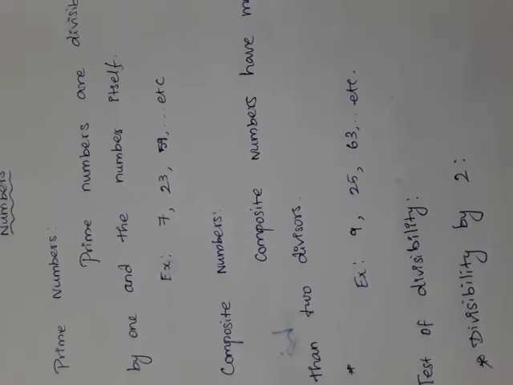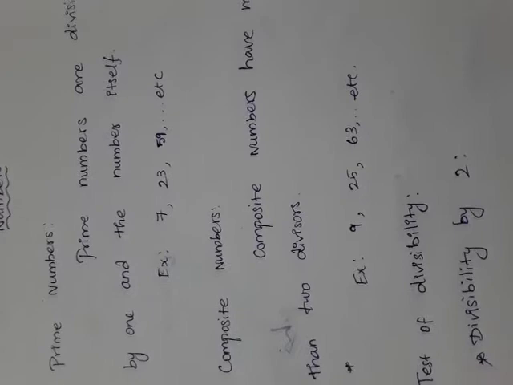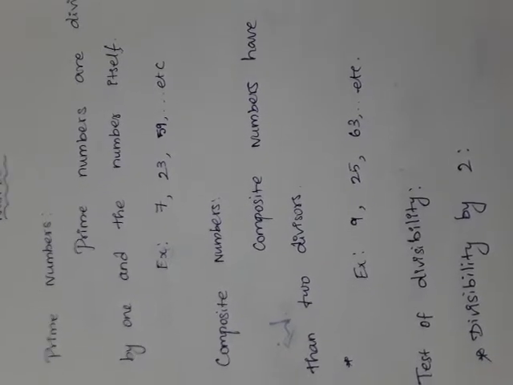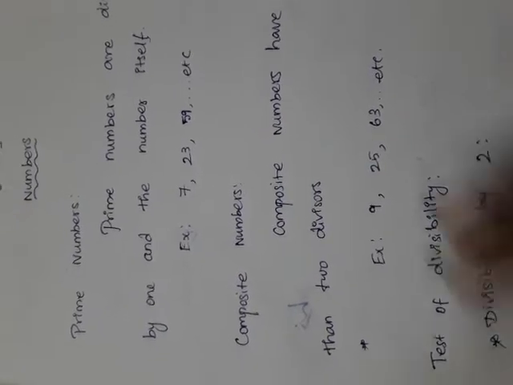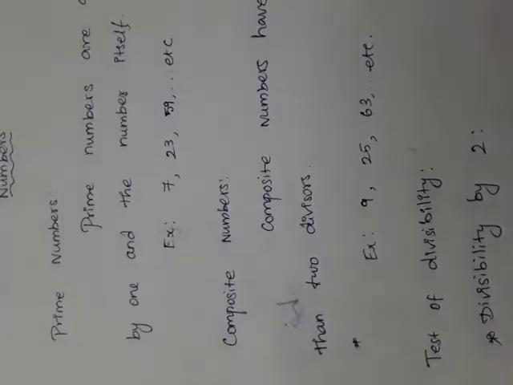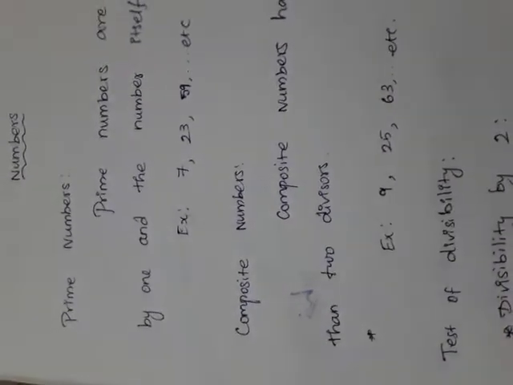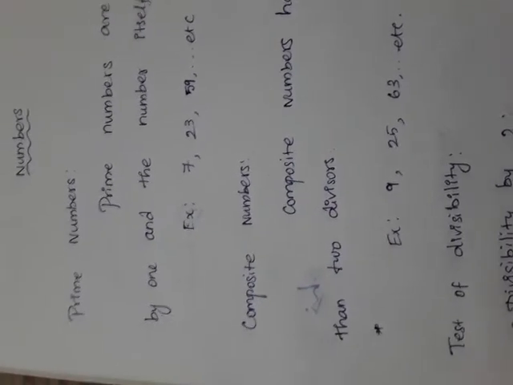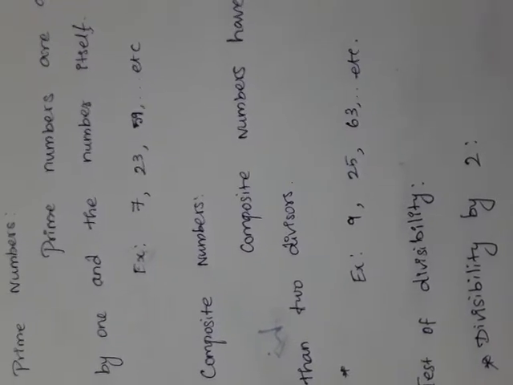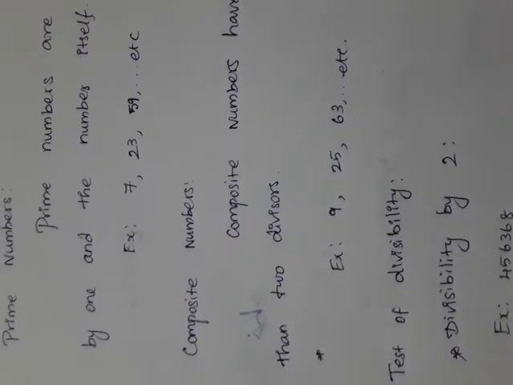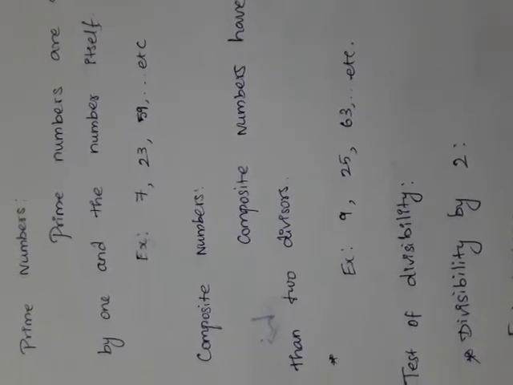Do you have 23 in any other table except the first? No. 24 will come in the 2 table or 6th table, but 23 won't come in any other table. So 23 will be divided by only 1 and 23. This kind of numbers are called prime numbers. Clear? Next one is composite numbers. So easy, no? Just the opposite of prime numbers.